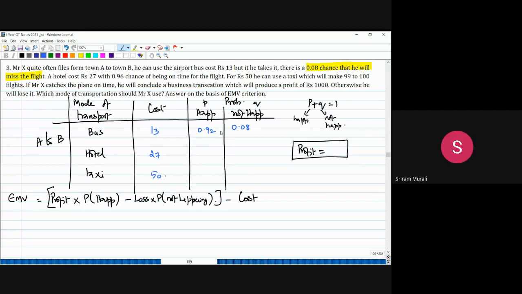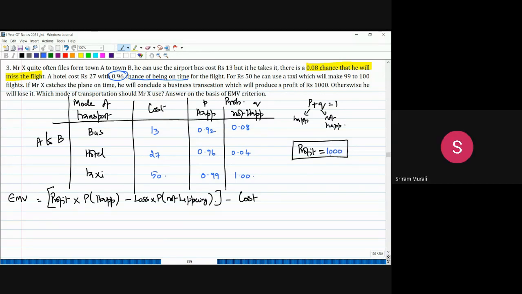Sir, what is the second case? Hotel cost rupees 27, 96% chance of being on time. So occurrence is 0.96, non-occurrence must be 0.04. So the total probability will be 1. What he says, to get a taxi, cost is 50. 99 to 100. 99 to 100 means 99% he will get it. 1% he doesn't get. Because you want to find the expected monetary value. Also, he will get 1000 rupees profit if he concludes a business.